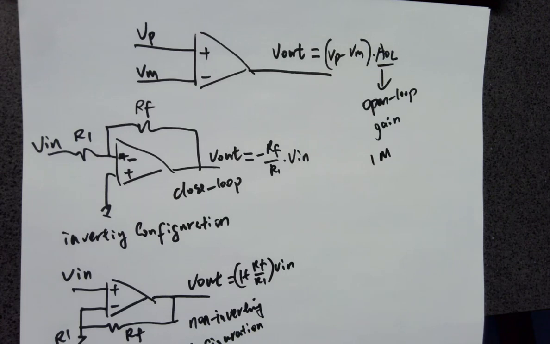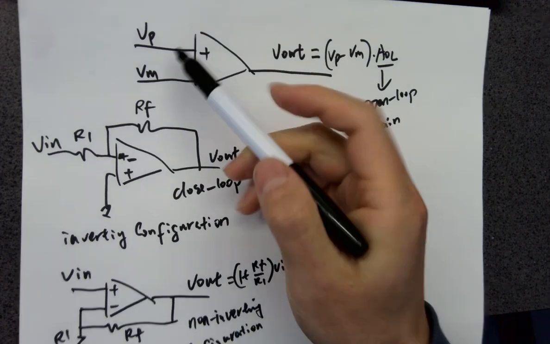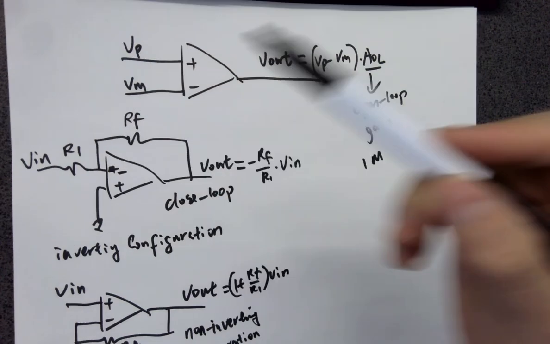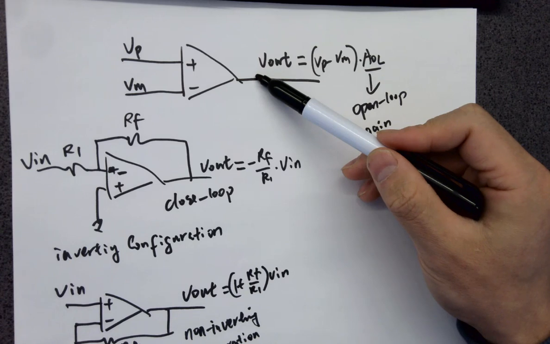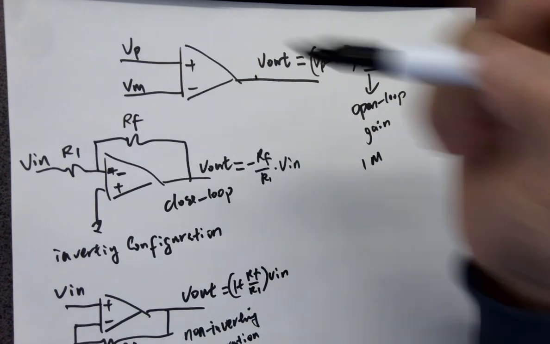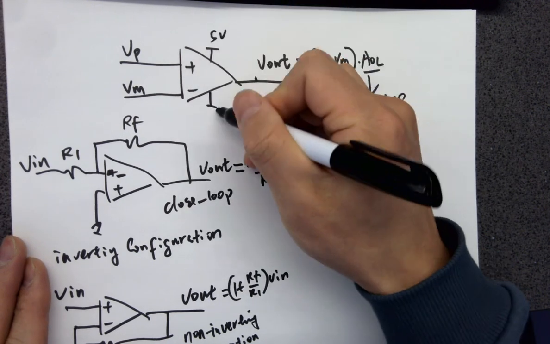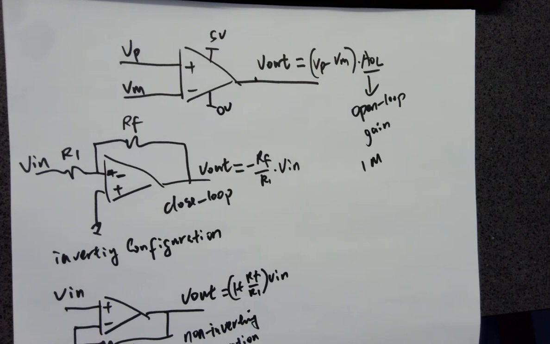So that means a little change between, so if they are not equal, a little difference between VP and VM, it's going to cause a huge VL. But the problem is you have the rail to rail, right? It's usually, let's say 5 volts to 0 volts, and your power supply cannot support that huge difference. So what's going to happen eventually is it's going to saturate at the rails.